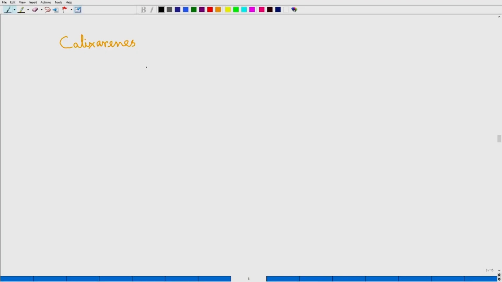Now, when unsubstituted phenols are reacted with formaldehyde at high temperature, then it gives a resinous material called bakelite. Bakelite all of us know pretty well. Okay. Commercially it is quite useful. So, it gives you bakelite.